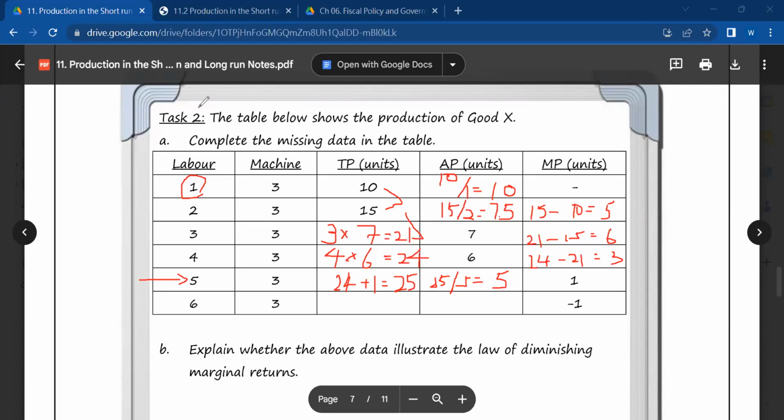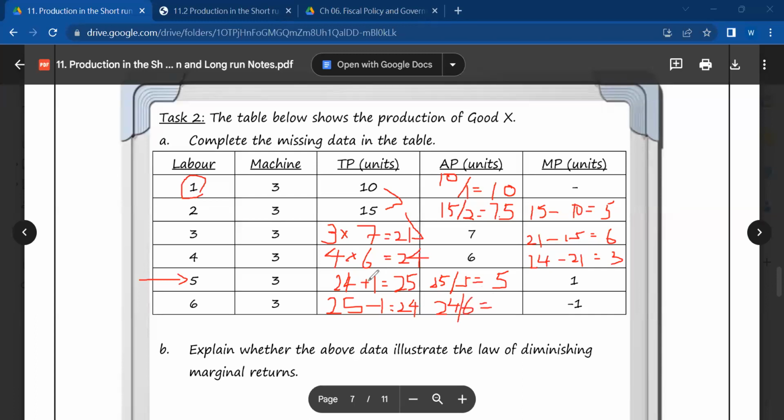Yes. Okay, so TP first, total product. 25 minus 1. Okay, 25 minus 1, that is 24. The AP, 24 divided by 6, and the answer is 4. Okay, very good, thank you.